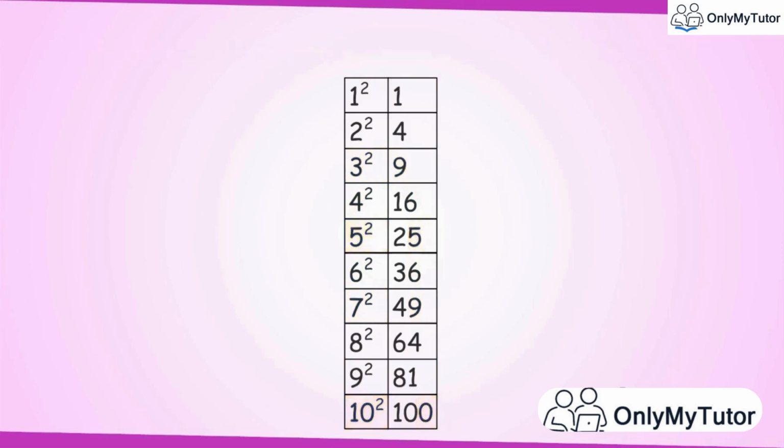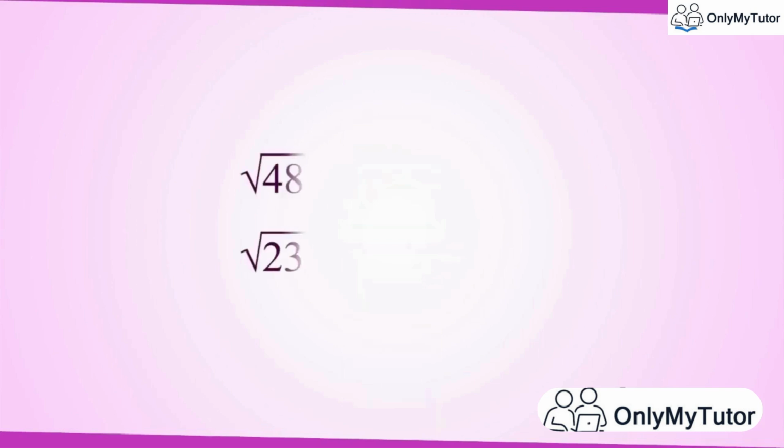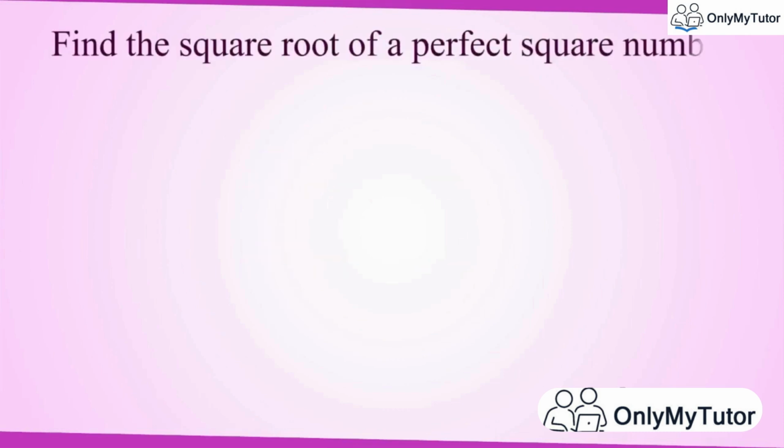This means if we get 4 in the unit place by squaring a number, then our square root will end in either 2 or 8. For example, the square roots of 484 and 2304 are 22 and 48 respectively. Now we are ready to go ahead and find the square root of a perfect square number.